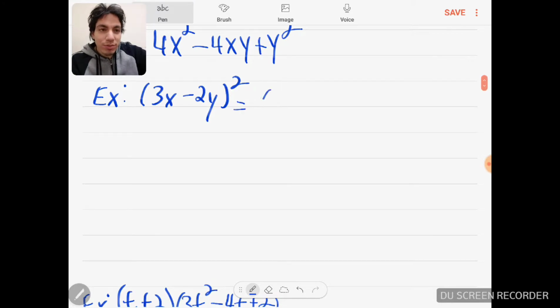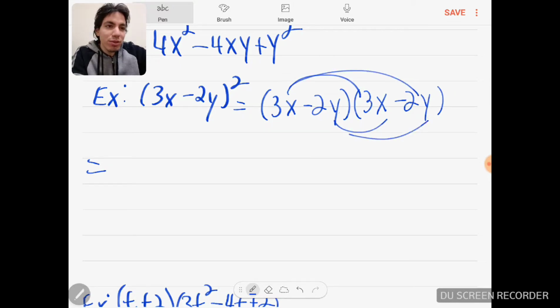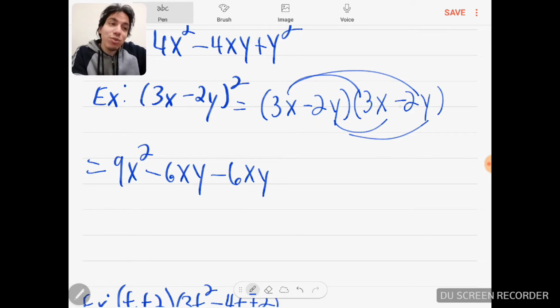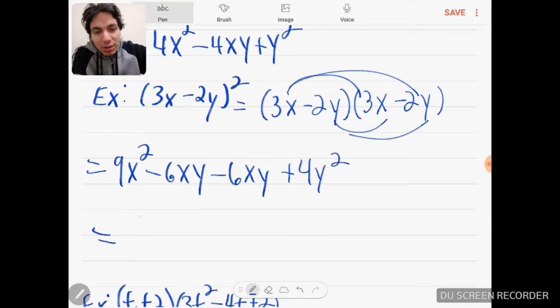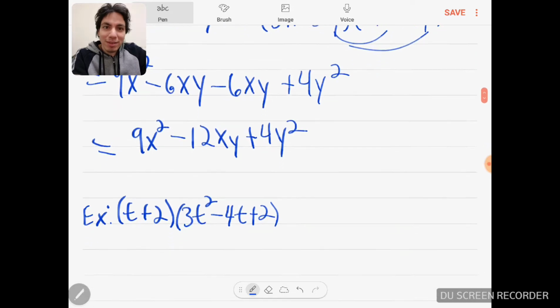Now we'll do the same thing for this one. 3x minus 2y times 3x minus 2y. Then you do the FOIL method where you multiply 3x times 3x, which is 9x squared. 3x times negative 2y is negative 6xy, and then negative 2y times 3x, which is negative 6xy. And then negative 2y times negative 2y, which is positive 4y squared. I combine the middle terms, I get negative 12xy plus 4y squared. Okay? Doesn't seem too bad.